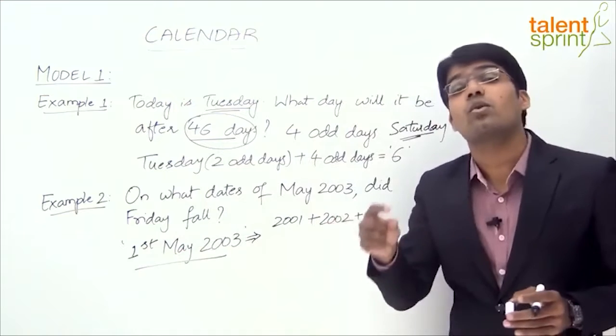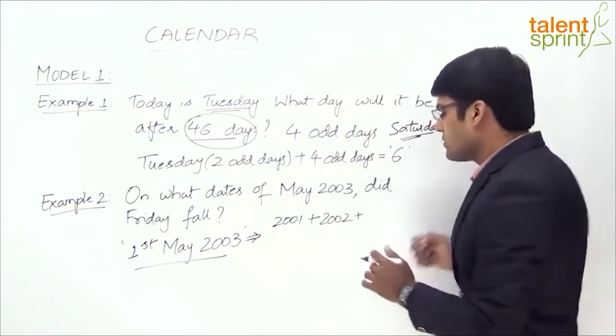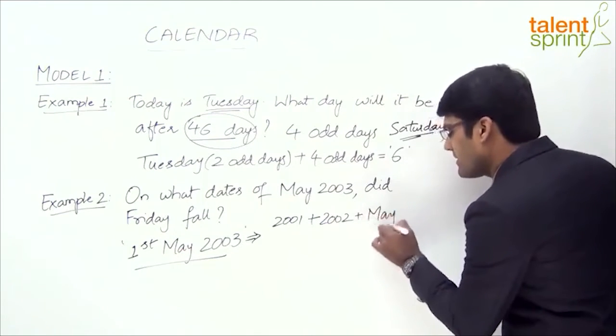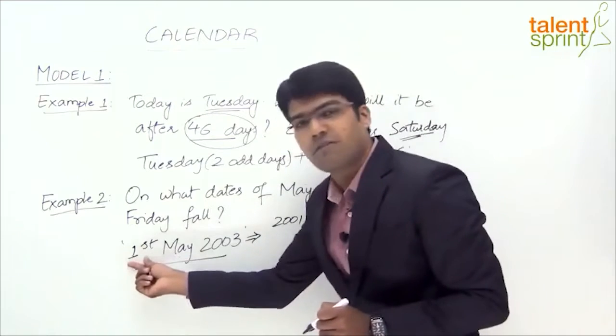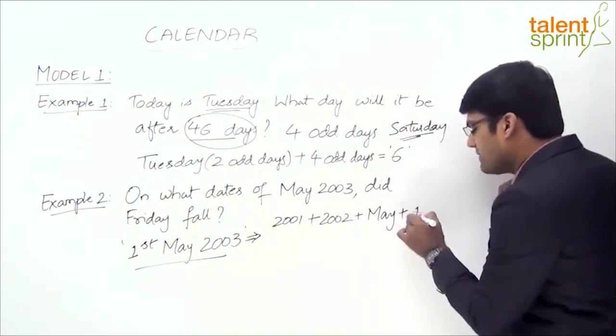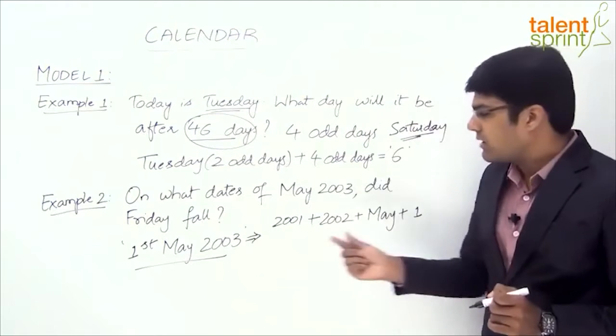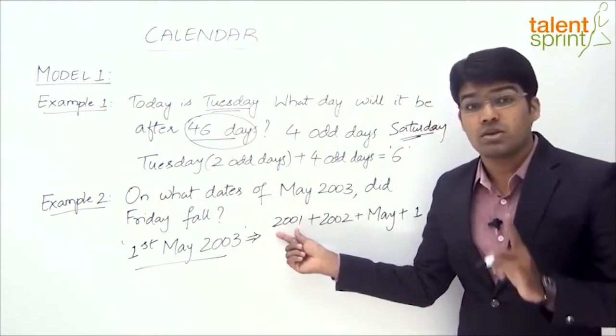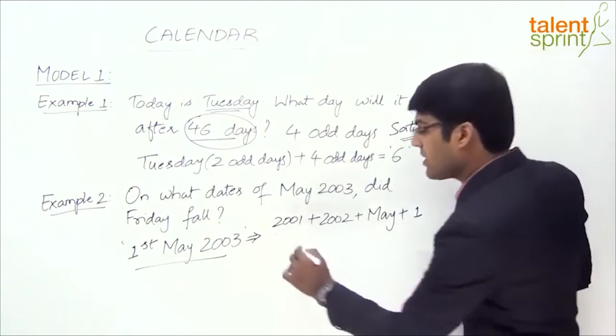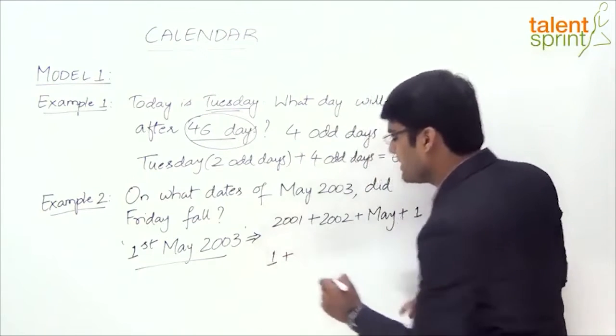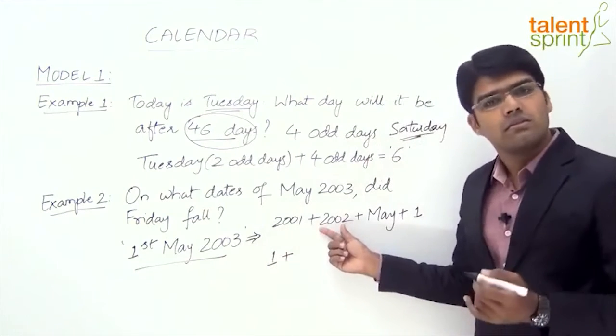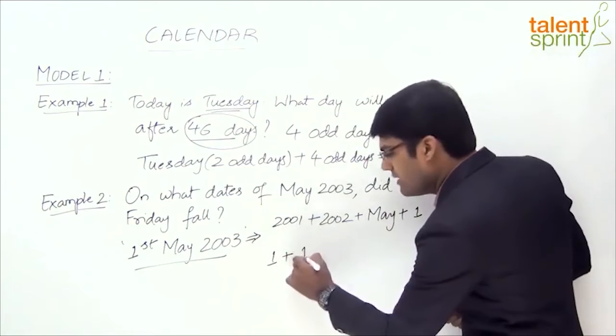We can directly take the code for the month of May, right? So the code for the month of May plus we are looking at the 1st of May. So we need to add that date, which is 1st of May. Now the number of odd days in 2001. 2001 was an ordinary year. So number of odd days here was 1 plus number of odd days in 2002. Since it was an ordinary year, it will be 1.